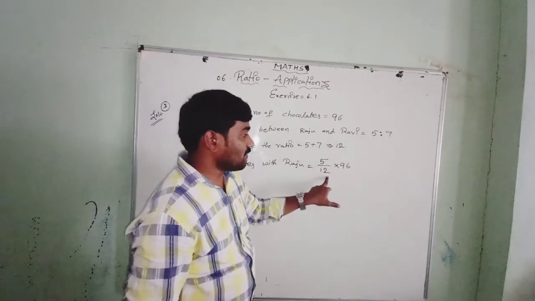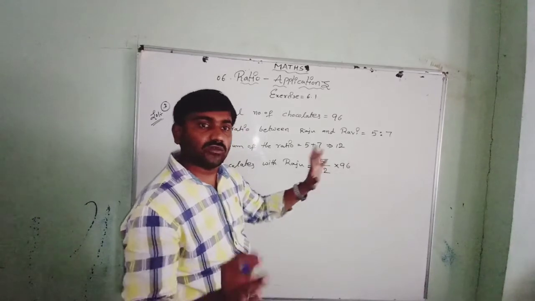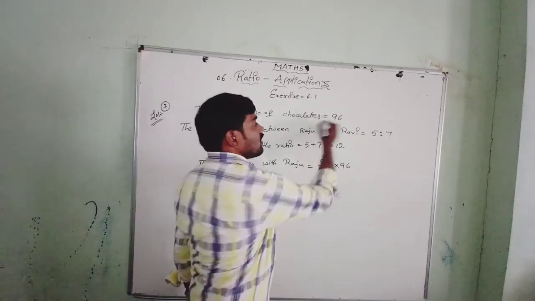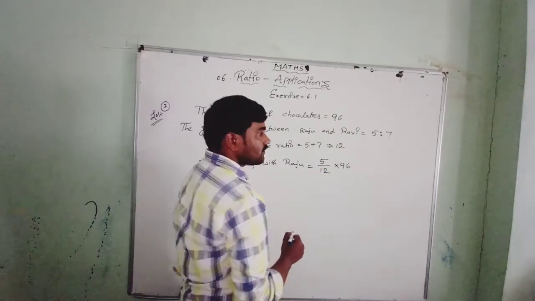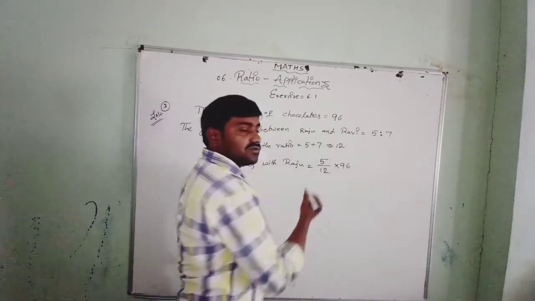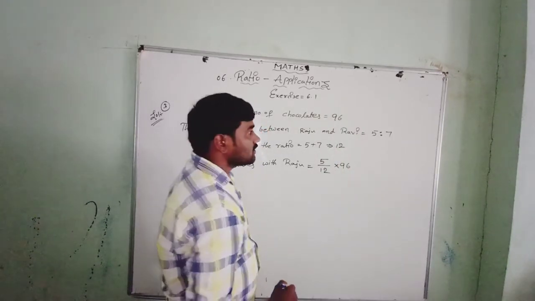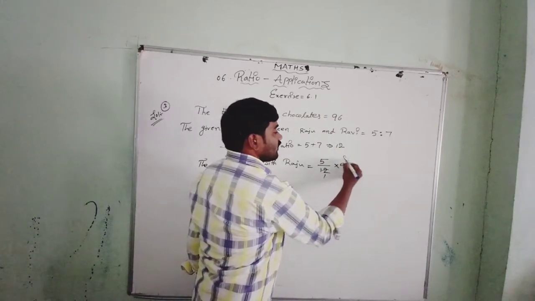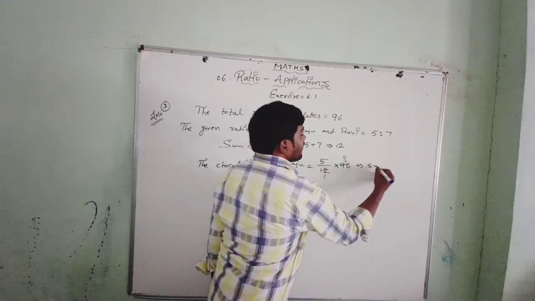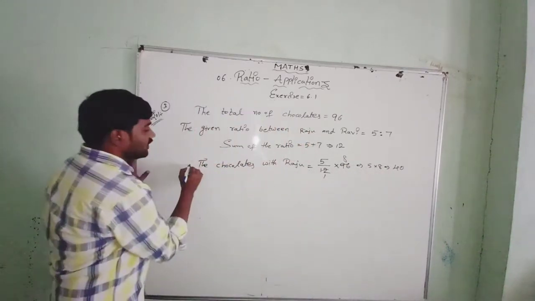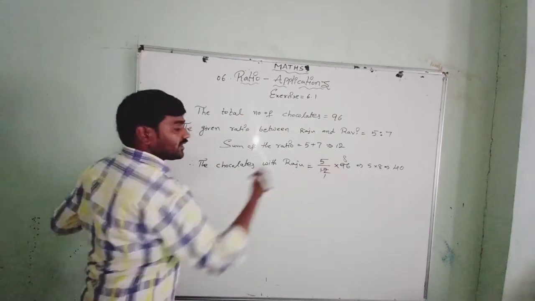Given ratio by sum of the ratio into total. This you remember. The given ratio of Raju is 5, the total ratio is 12, and the total value is 96. Here 12 eights are 96. So 5 into 8 equals 40. Therefore, the chocolates with Raju is 40.